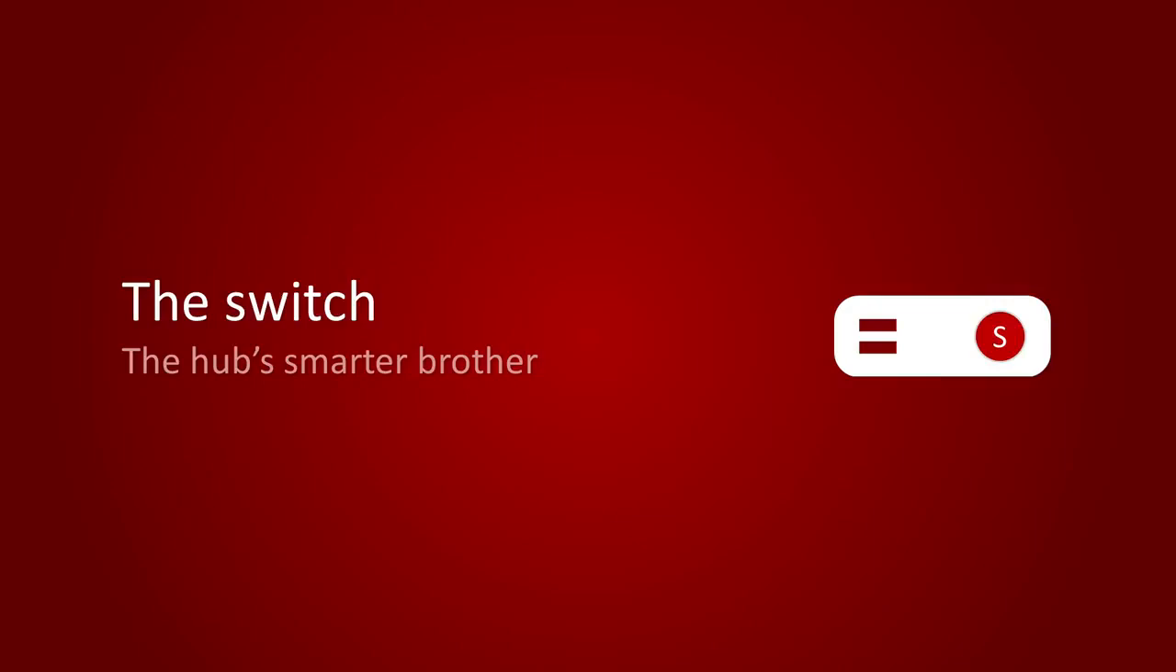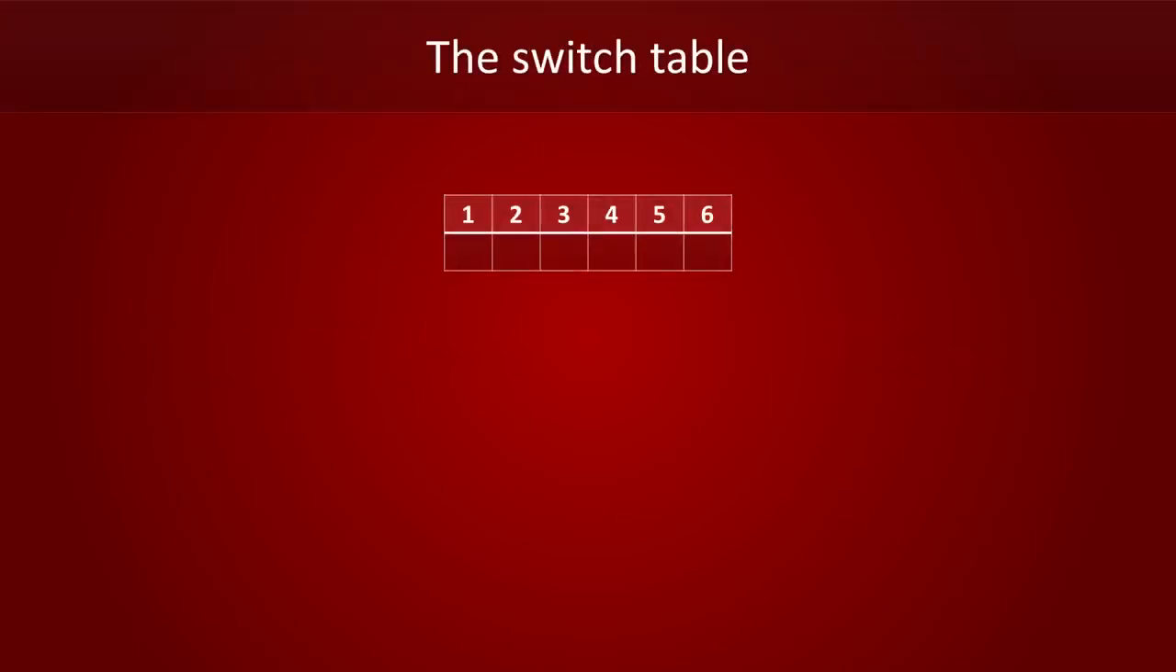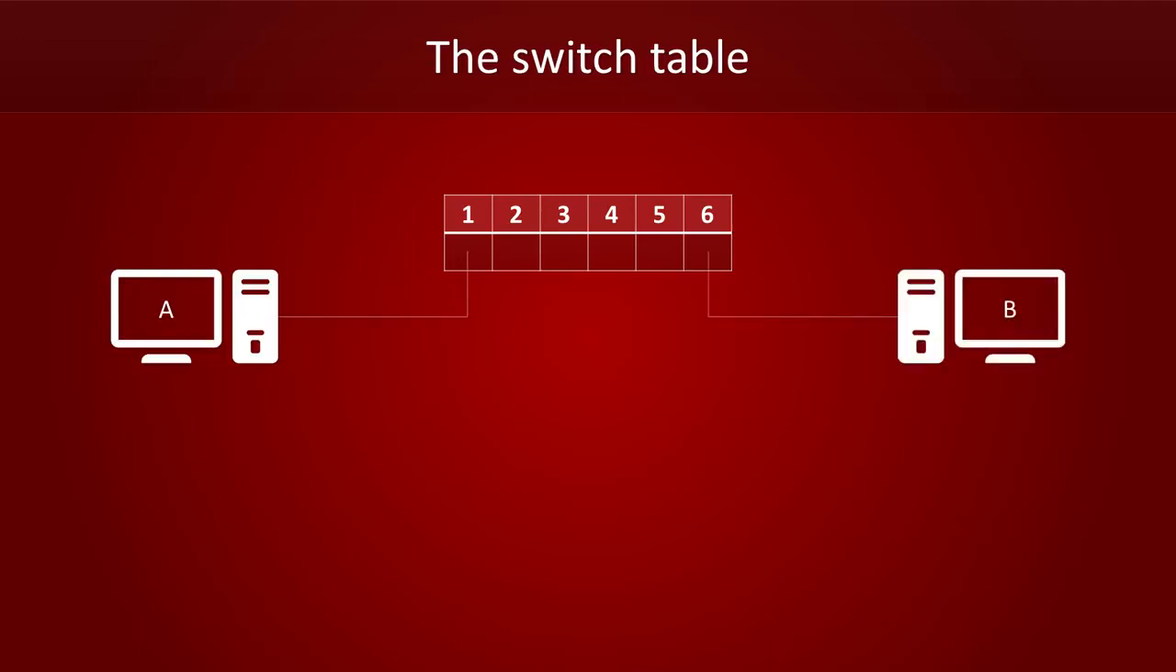That's what switches do. In this example, we've plugged in computer A to port 1 and computer B to port 6. Each network card has a unique address that switches can use to identify a computer. They're called MAC addresses. They're not only used for Ethernet connections, Wi-Fi uses it too.